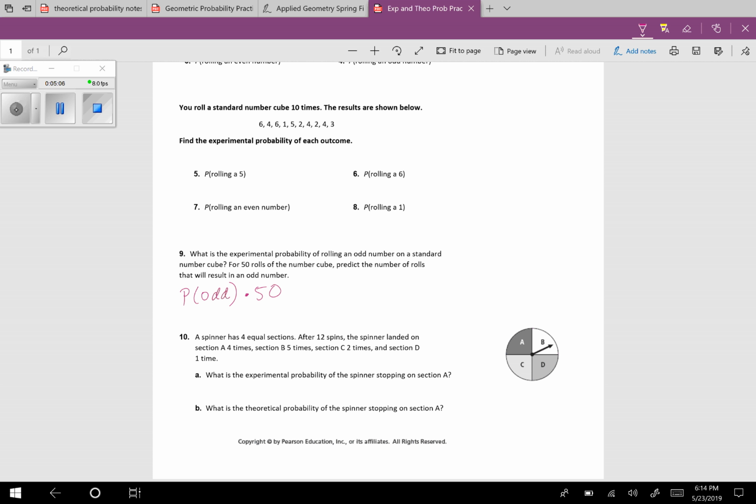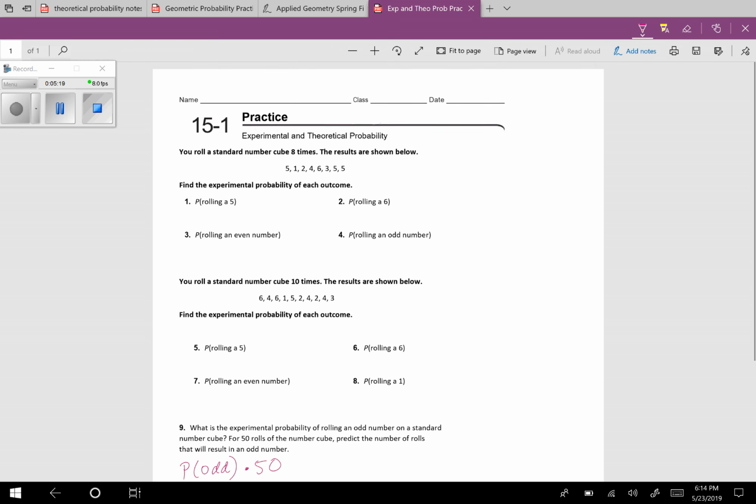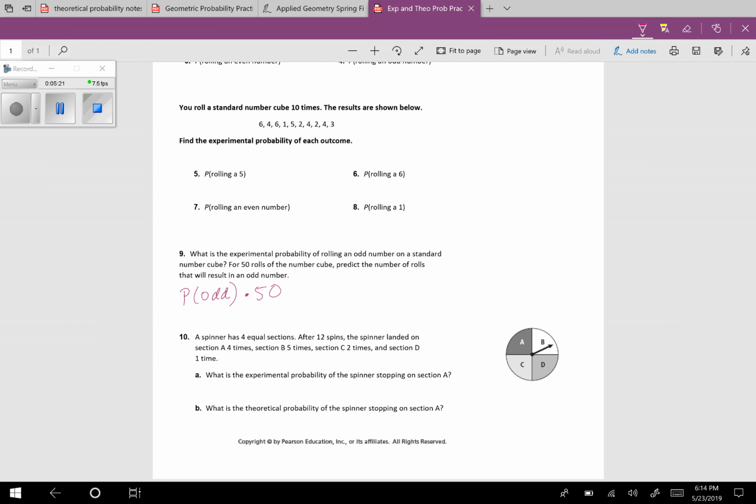Question 10, same thing, you're looking at the experimental probability and the theoretical probability, very similar to the example that we did. All these, we've done problems exactly like it in the examples. The only thing that was a little bit different was number 9, which I just showed you. So that right there is experimental probability.